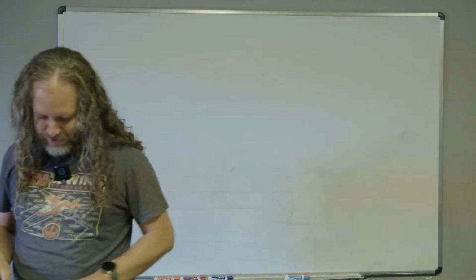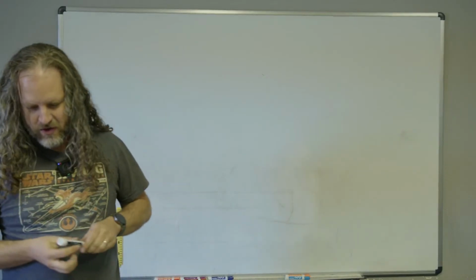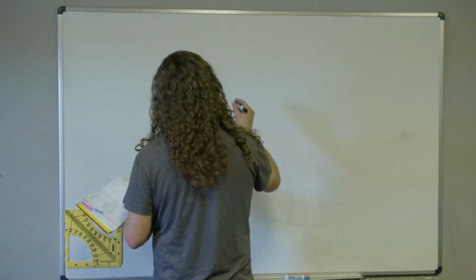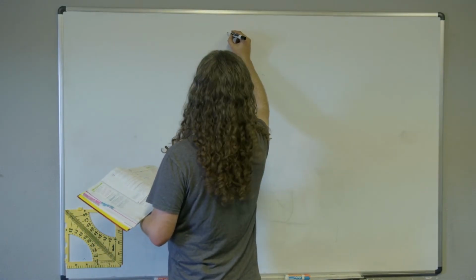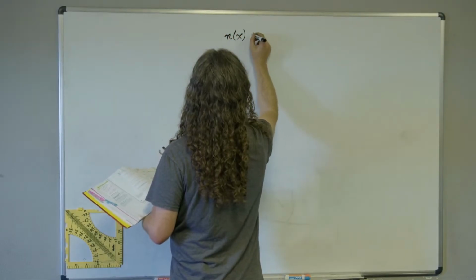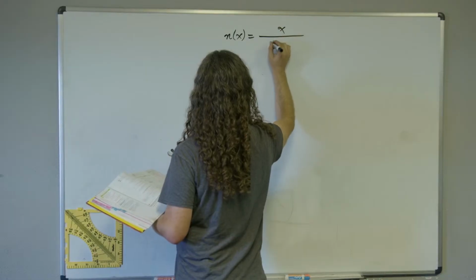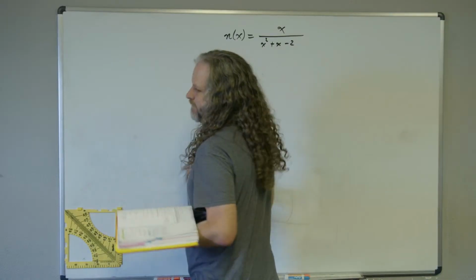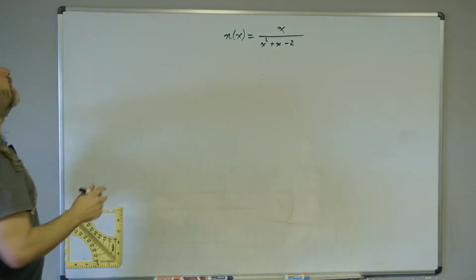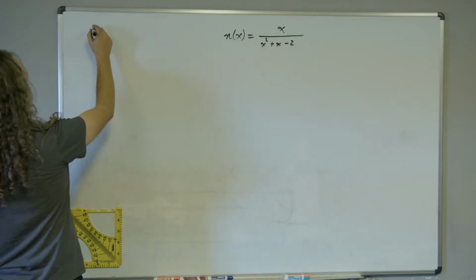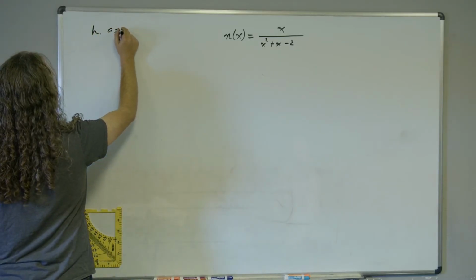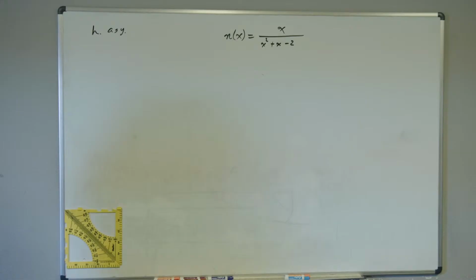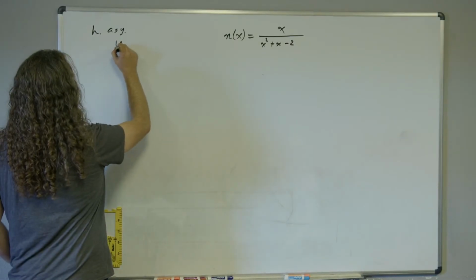All right, let's do an example. Determine any asymptotes and graph this guy. This is a good one. Let n of x equal x over x squared plus x minus 2. Does it have a vertical asymptote? Yes. Does it have a horizontal asymptote? The degree of the denominator is greater, so yes, at y equals 0.